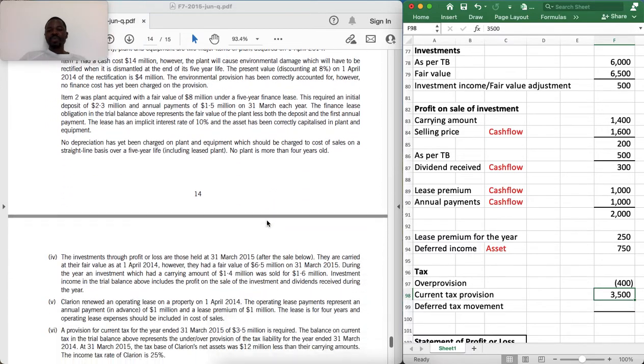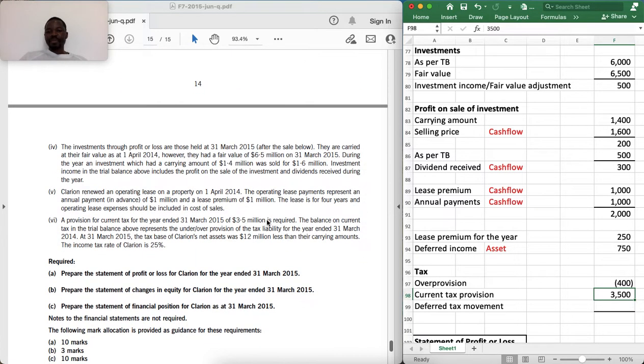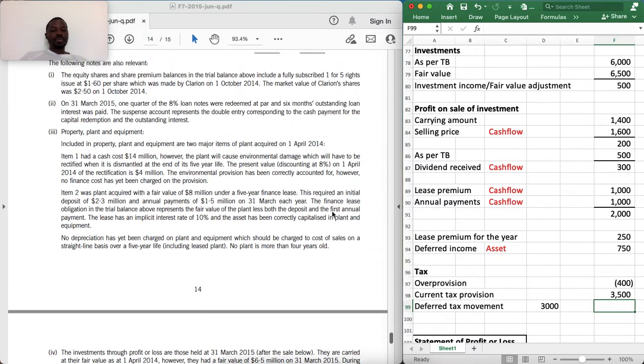Now we need to deal with the deferred tax movement. We are told at 31 March 2015, the tax base of Clarion's net assets was 12 million less than their carrying amount. The income tax is 25%. So we calculate our deferred tax as 12,000 multiplied by 25%. We get 3,000. Now we need to put the movement.